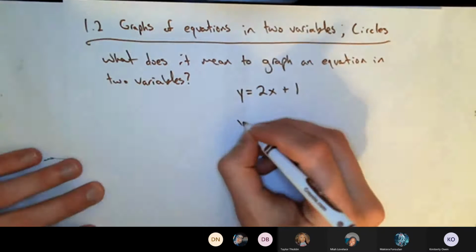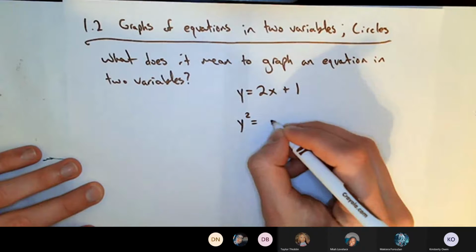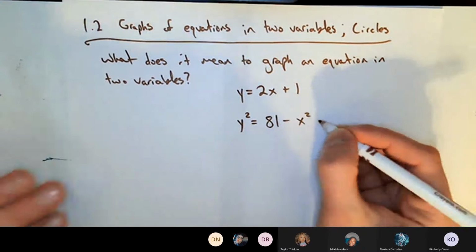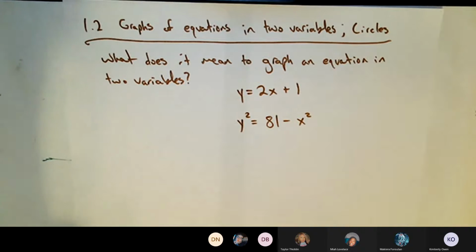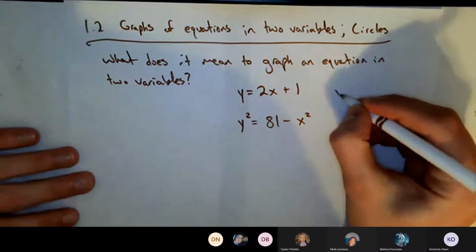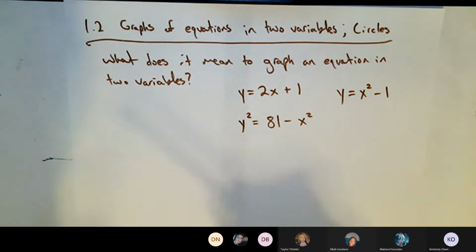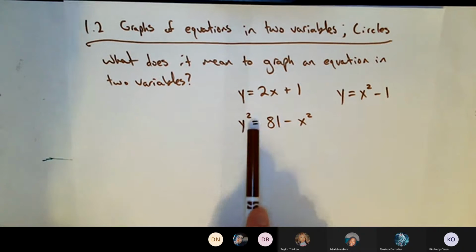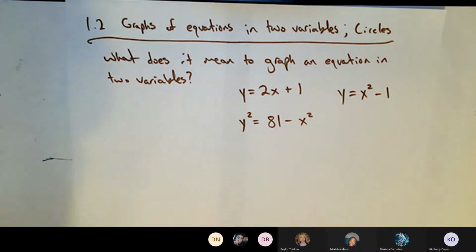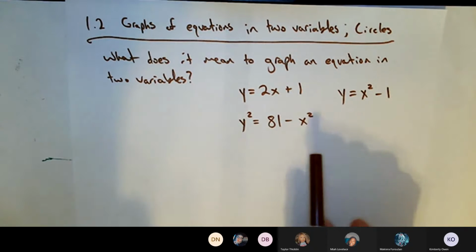Another example could be like y squared is equal to 81 minus x squared, something weird like that, where both of them are squared. And now this is a completely different shape that you probably don't know, and that's okay. We'll talk about that. Or you could have y equals x squared minus 1, something like that. So an equation in two variables is just an equation that has an x and a y. It doesn't have to be x and y, but if we're going to be graphing it on a plane that we call the xy plane, then let's let the letters match, x and y.